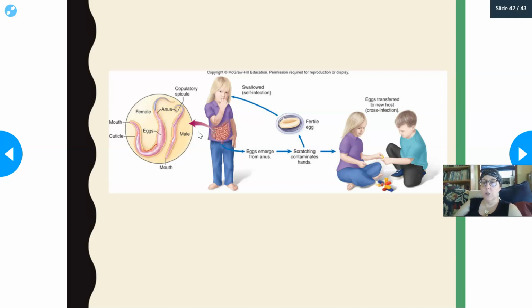teaching kids to wash their hands before they eat anything, having them at a good daycare where they enforce hand washing and clean the toys and stuff like that. But of course, with kids playing, it's almost impossible to keep them from getting that kind of stuff. But cleaning toys and hand washing, especially in daycare, can help prevent the spread. And then of course, catching it early and treating it then breaks the cycle.